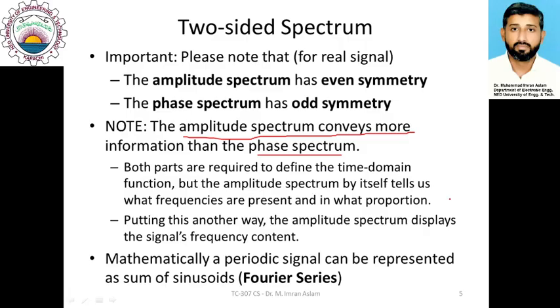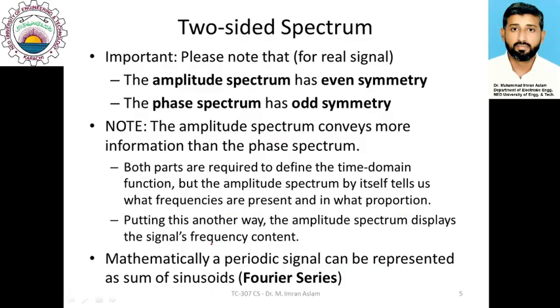This amplitude spectrum will tell us what frequencies are present in the signal and in what proportion they are present. So in other words, this amplitude spectrum gives us the signal's frequency contents. What contents are available in the signal are conveyed by this amplitude spectrum.